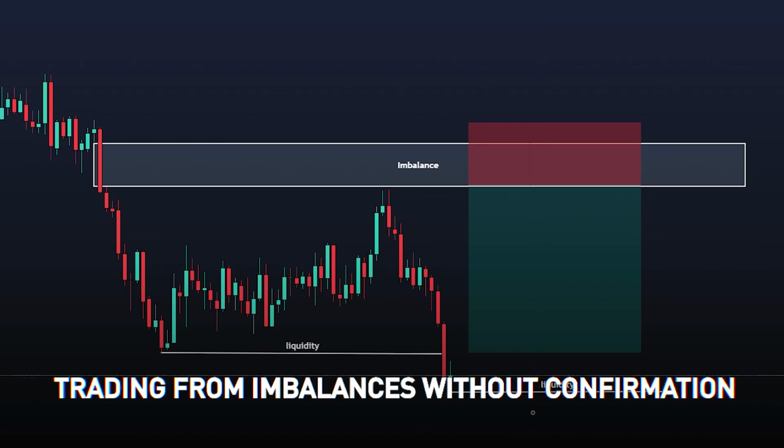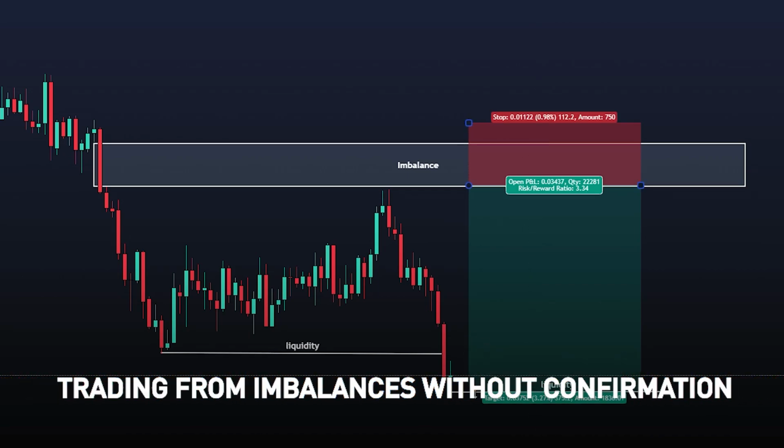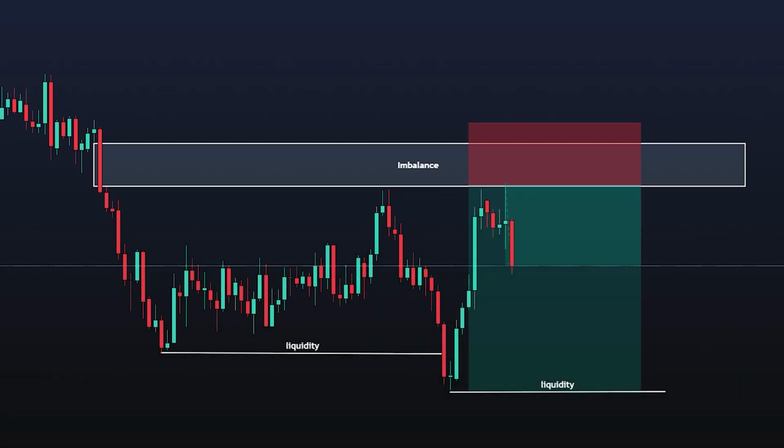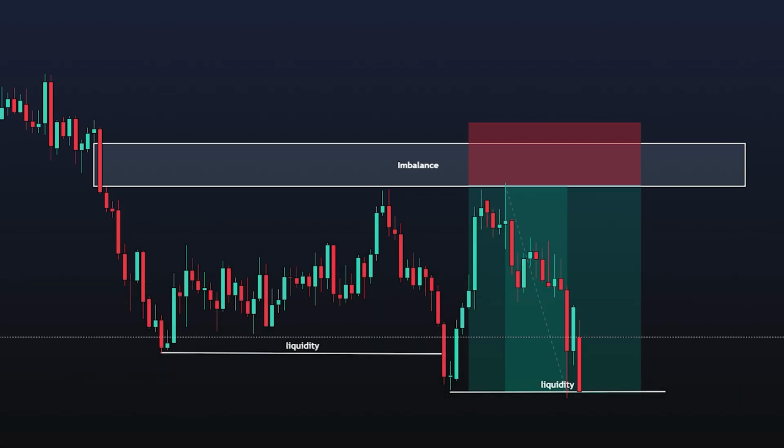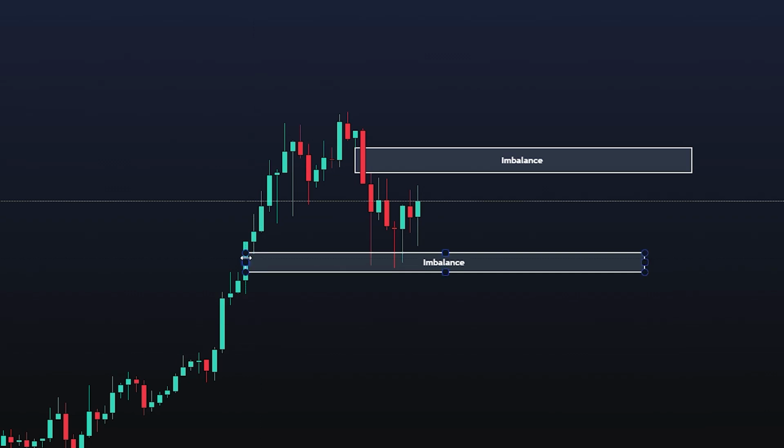The fourth mistake is trading from imbalances without confirmation. If you open a chart in TradingView, you can see many imbalance zones. Some of them will be bullish, others will be immediately bearish. This creates a false sense that each FVG is an entry point. However, if you enter the market on every imbalance you find, you can quickly drain your deposit.